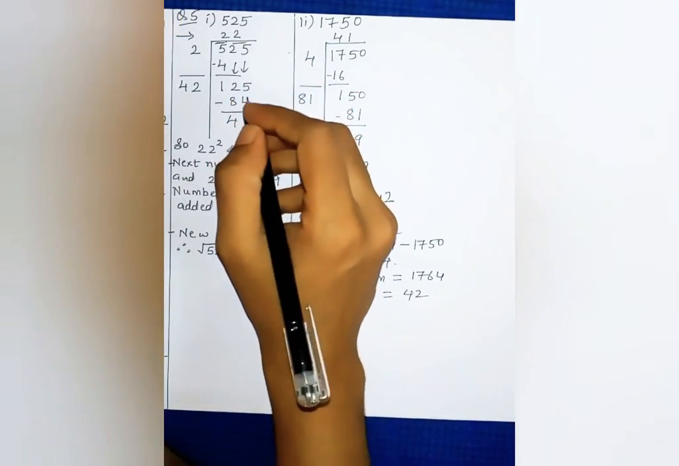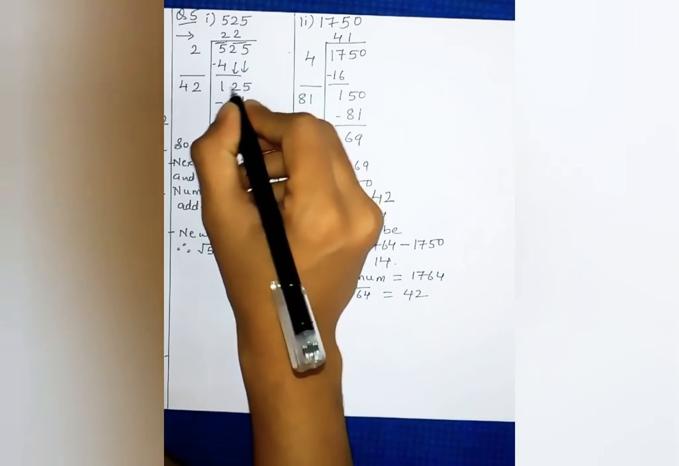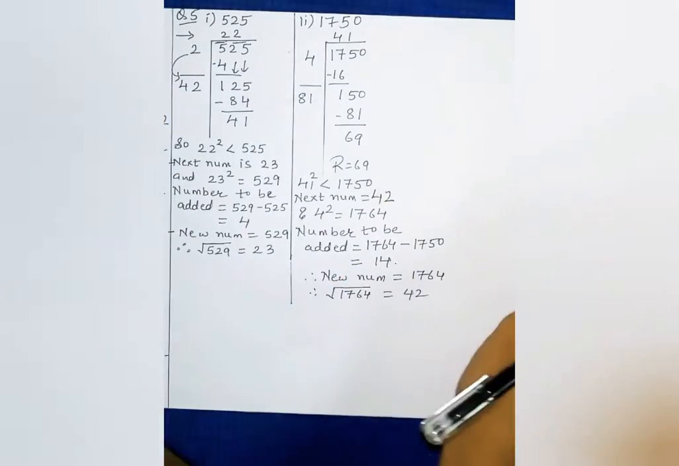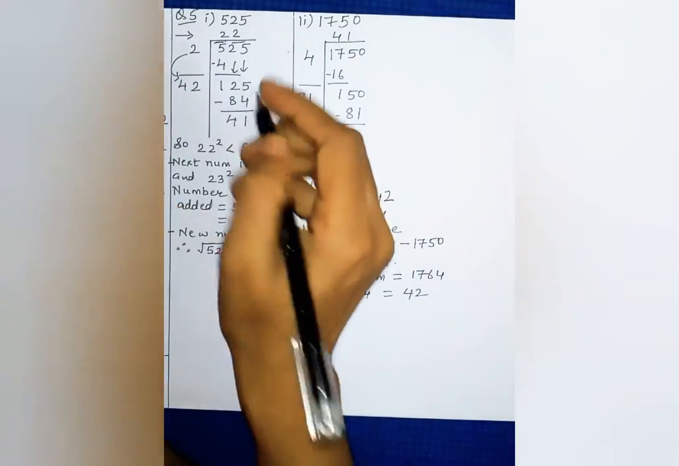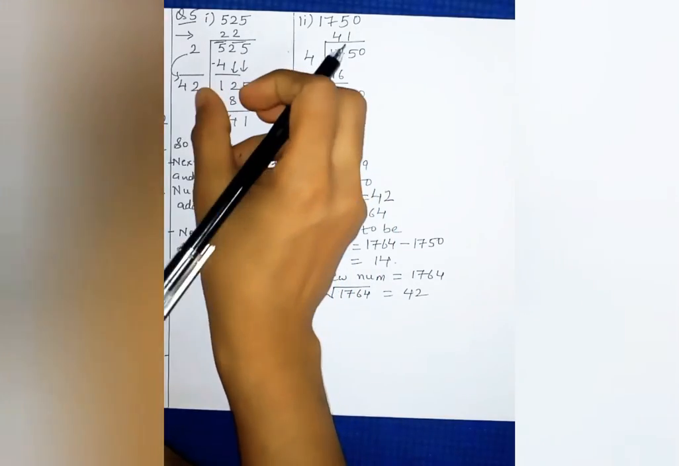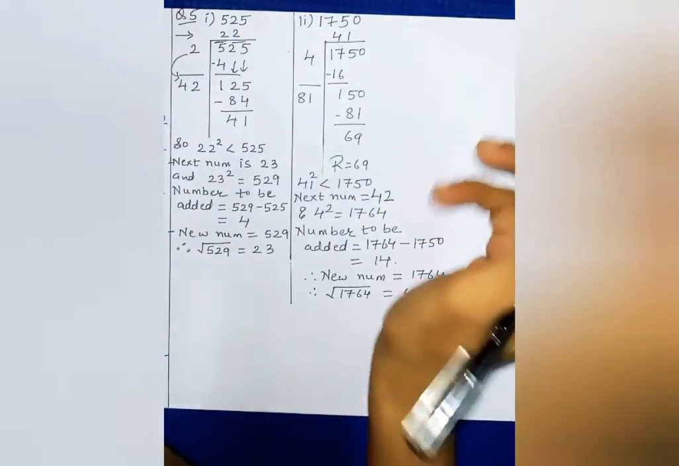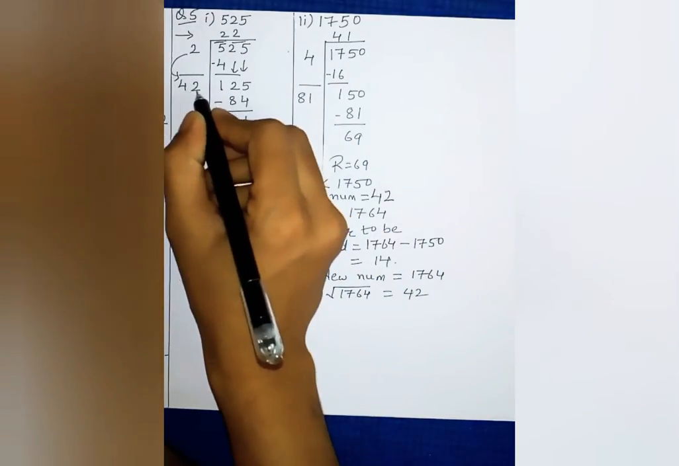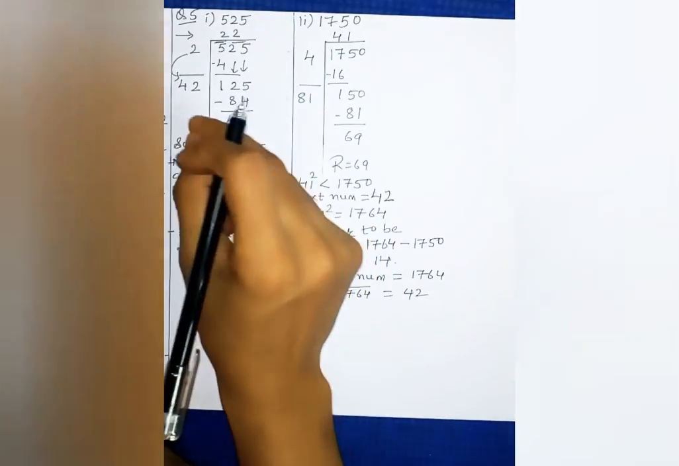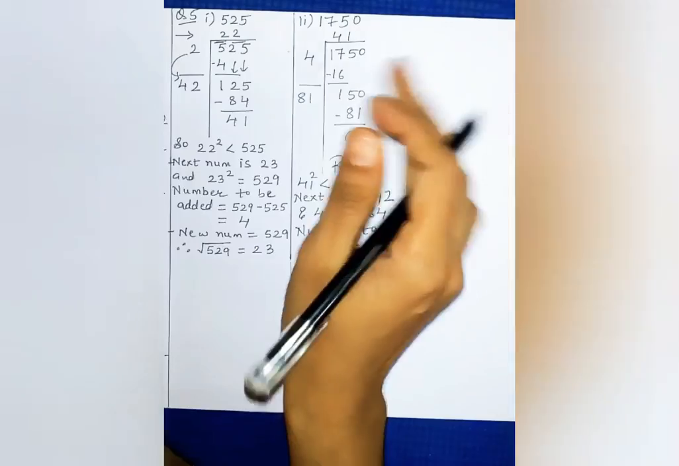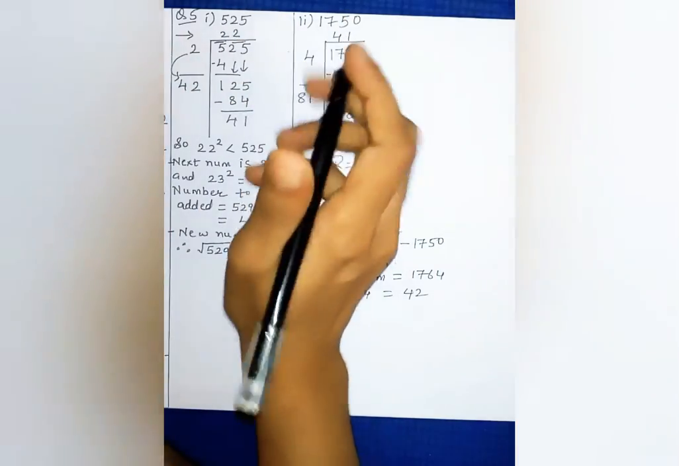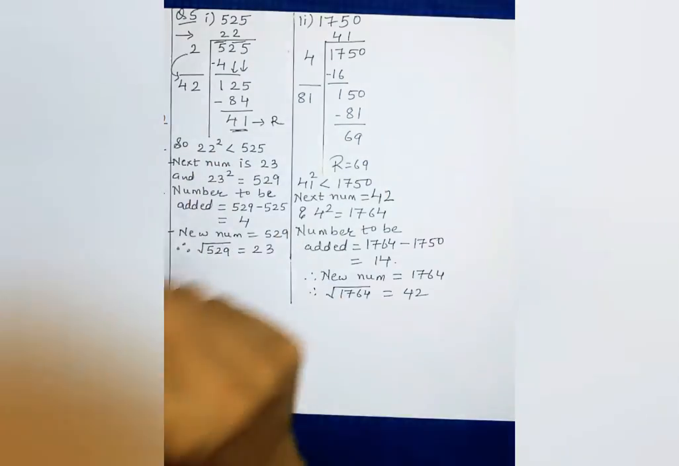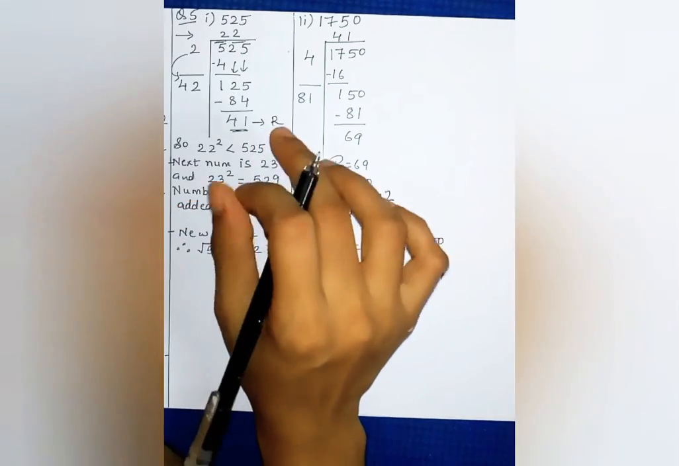So 25. Now our number is 125, and on this side we will double 2. Double of 2 means 2 plus 2, 4. Now, whichever number you keep here, the same number you need to keep here, and you should get a number equal to or less than this. So we can take 2. 42 2s will give you 84. If you take 3, it will be more than 125. So we have taken 42 2s, the answer is 84. Now we have to subtract. So 41 is our remainder.